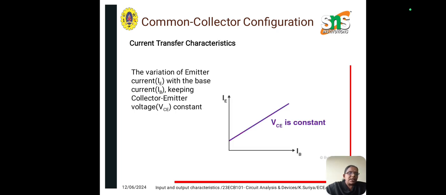Next is the current transfer characteristics. This is the variation of emitter current with the base current, keeping the collector emitter voltage constant. So VCE is kept constant here, and the graph is drawn between IB and IE as shown.